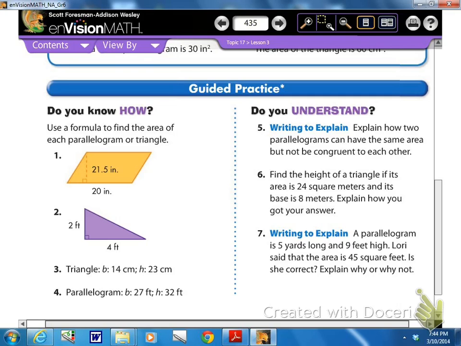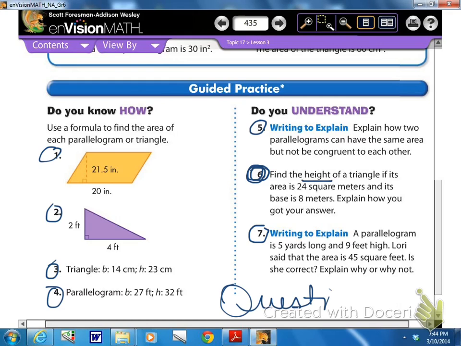Alright, look at the guided practice. I'd like you to go ahead and do all of it. 1, 2, 3, and 4, you're finding the area. 5, 6, and 7, you might want to draw a picture to help you explain this question. Number 6, it looks like you're working backwards. You're finding the height instead of the area. So use your area formula for the triangle and then solve to find h. And then writing to explain number 7. So bring this all to class with you tomorrow along with the question, and I will see you then.